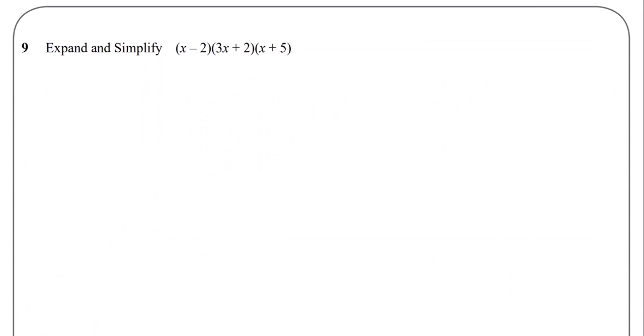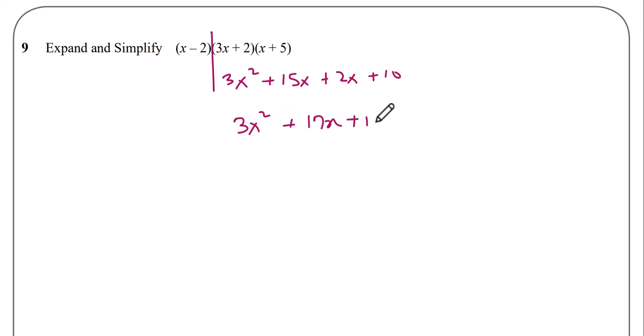And number 9, again, try to expand the last two here. So 3x times x is 3x squared, and 3x times 5 is 15x, and 2 times x is 2x, and 2 times 5 is 10. And of course you need to simplify that, so that will be 3x squared plus 17x plus 10. Of course, put that in bracket and then bring this expression down. That's x minus 2, and use this to multiply.